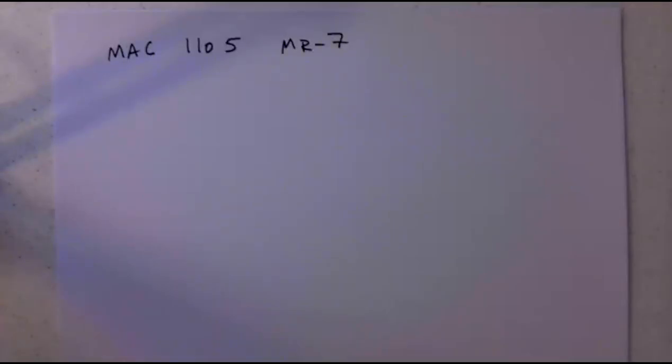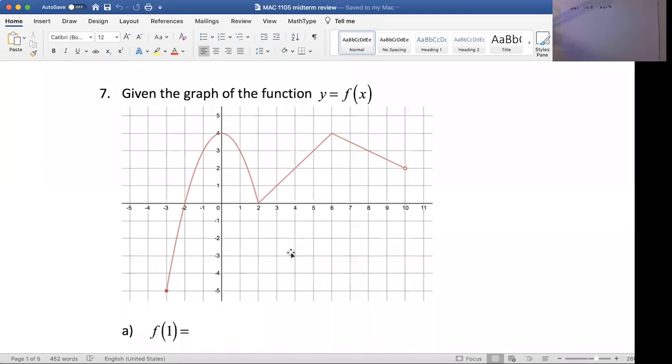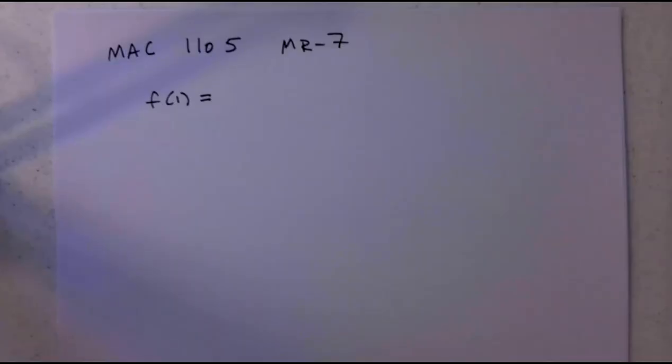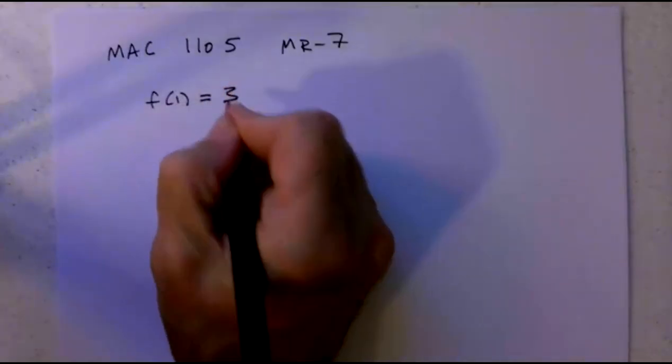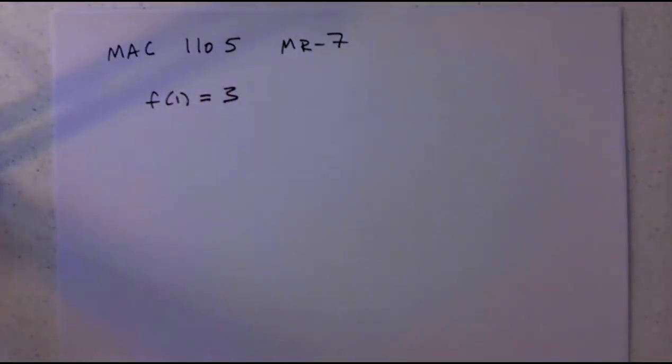So this question, we're looking at the graph of the function y equals f of x. And our first question is, what is f of 1? So let's look at this graph. If the x value is 1, what is the value of the function? It hits up here. So f of 1 is equal to 3 because the point (1, 3) is on the graph. So f of 1 is equal to 3.